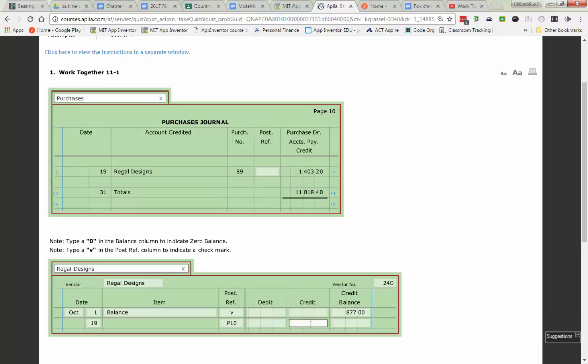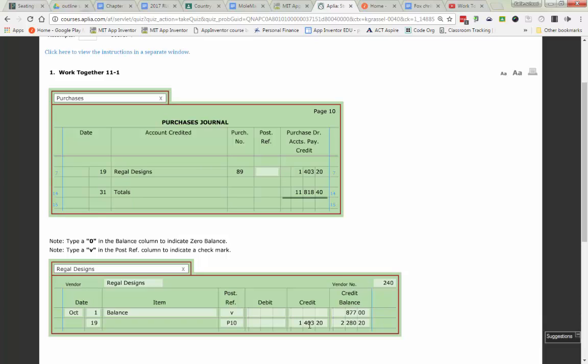Individually, I'm putting that this amount that we owe Regal Designs is $1,403.20. Regal Designs had a previous balance that we just put in of $877. So I'm going to take $877 and I'm going to add to it $1,403.20 because they're 2 credits. So I have it mathematically that we owe them $2,280.20. Did I do the math right?